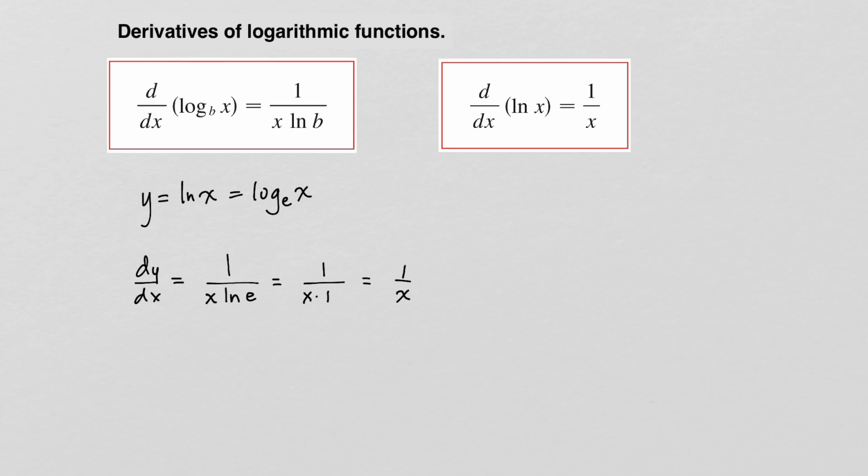And this gives us a simplified version of the original formula. The derivative of the natural log of x is simply 1 divided by x. And this formula is more important because the vast majority of the time, if we have a logarithmic function, it will be a natural logarithm.